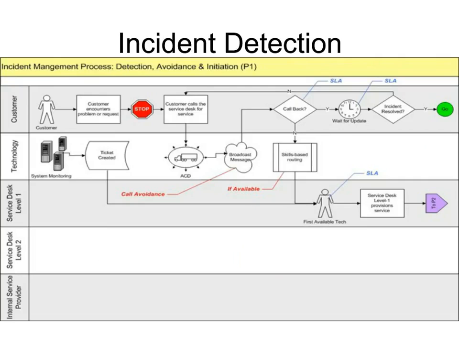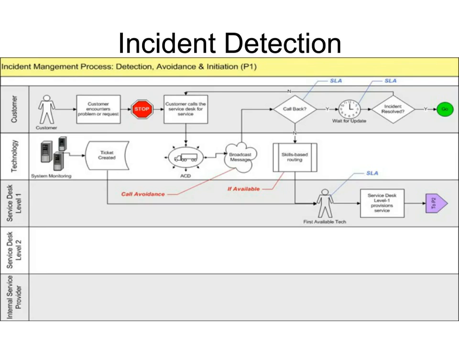Next slide, please. All right, so this is an incident management process, and this is the very beginning of it where we detect that there's an incident. And we have a lot of technology at the front end of this that's meant to avoid customers calling in. So notice that we can either have a ticket coming in through self-service or our customers are calling in.